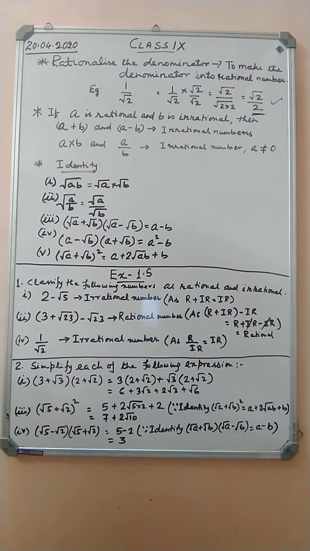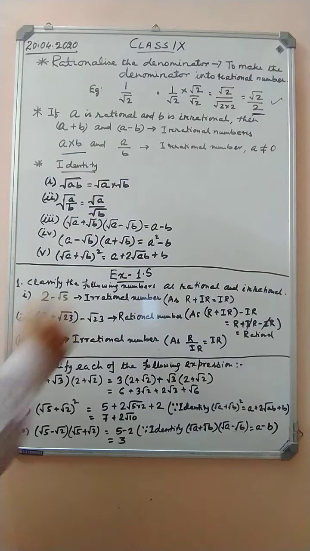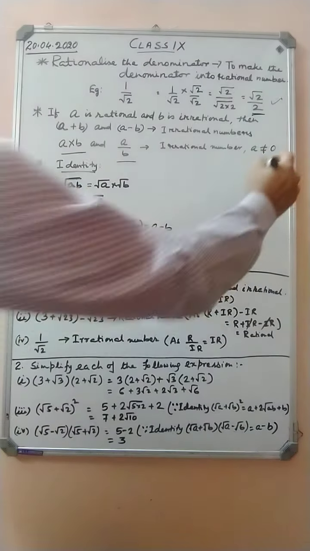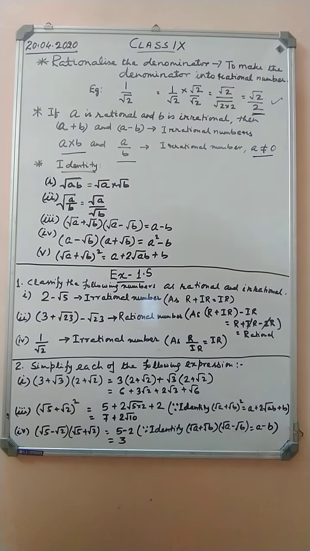The next: if A is a rational number and B is an irrational number, then A plus B is irrational, and similarly A minus B is also irrational. That means if any one term is irrational, if you add, then it is irrational. If A is rational and B is irrational, then A multiplied by B and A divided by B are also irrational numbers. Okay, but A must not be equal to 0.